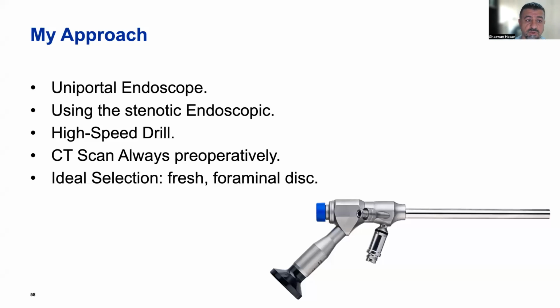So my approach is unilateral endoscopy using the stenotic endoscope for the cervical spine. I'm more comfortable with it. I use a high speed drill, and also CT scan always. Ideal selection is a fresh case with lateral disc compression, and also keep in mind the pressure should be between 25 and 30. Neuromonitoring, I'm not using it. I use it for cervical myelopathy and when I'm doing stenosis, relieving the stenosis. But in these cases, I'm not using it.